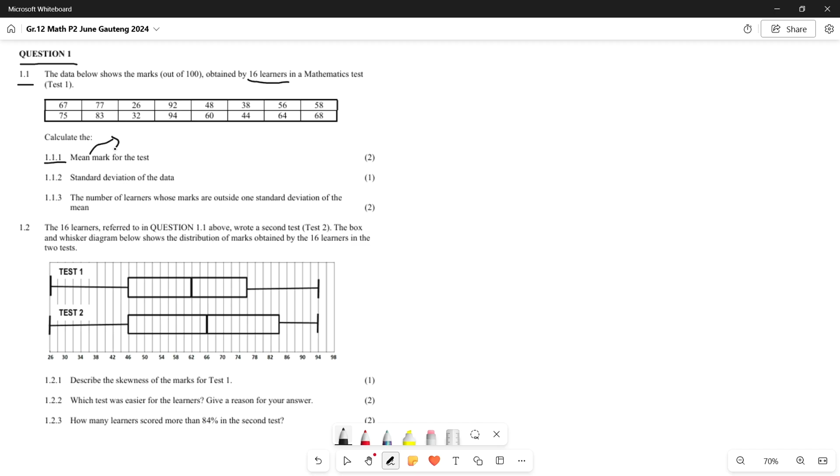So the mean is the average, so what we can do is add all of these numbers up and divide them by 16, or we can go ahead and use our calculator for the stats mode, because the next question is asking for the standard deviation, so we will need all of these values plugged into the calculator so that we can calculate the standard deviation.